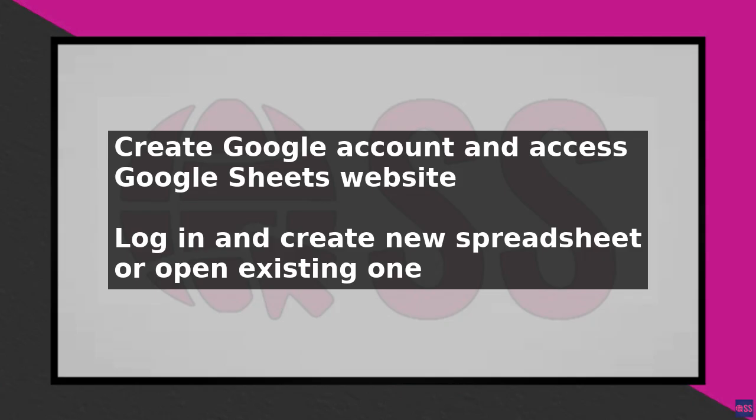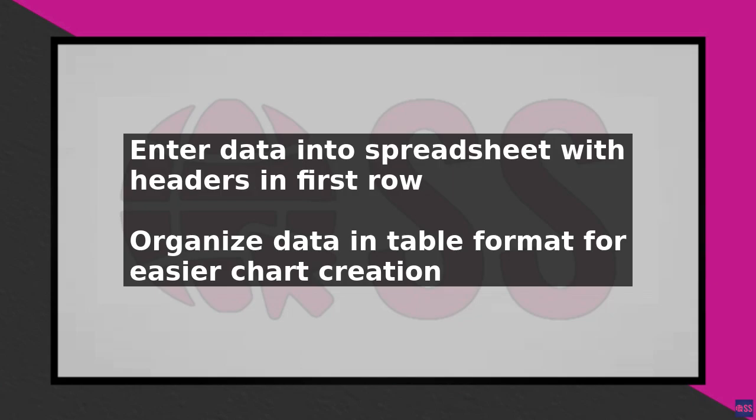Next, enter your data into the spreadsheet. Make sure your data is organized in a table format with headers in the first row. This will make it easier to create a chart. For example, if you want to create a chart to show sales data, your table should have headers like date, product, and sales.